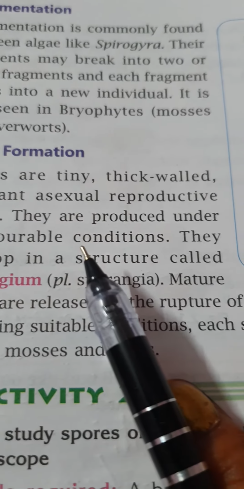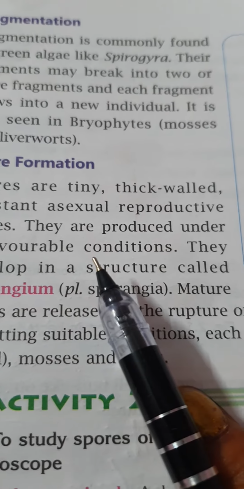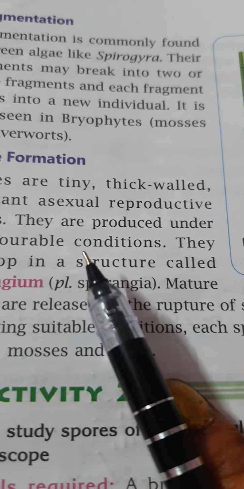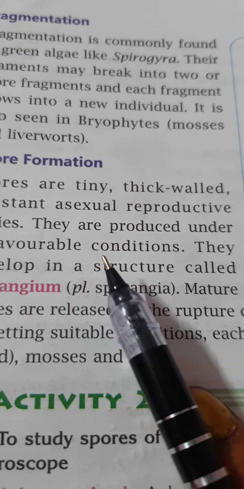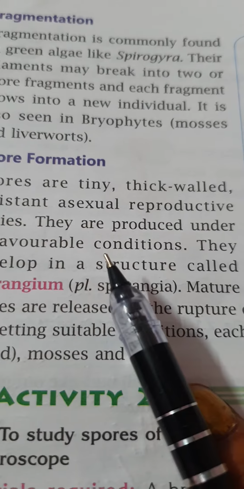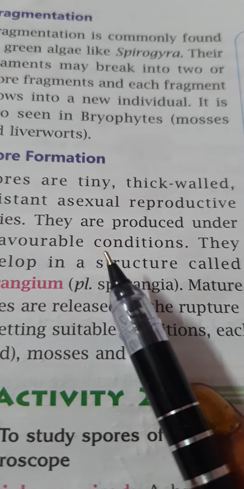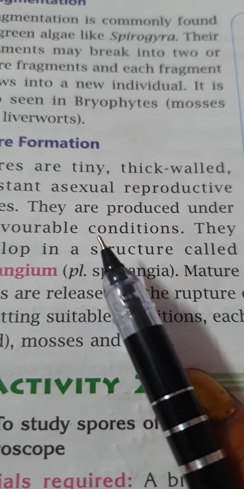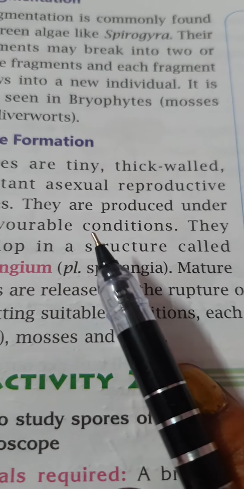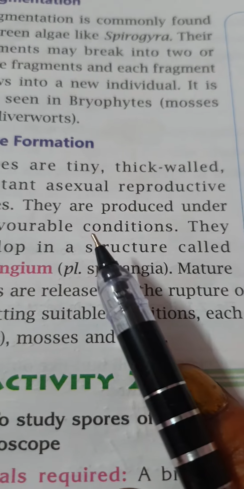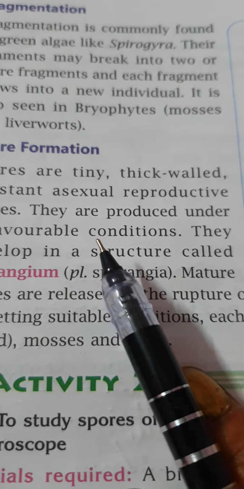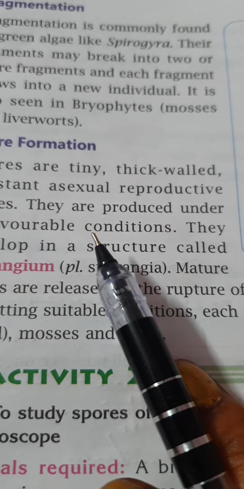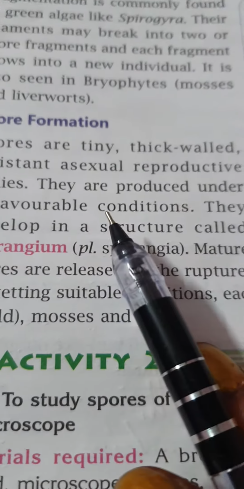A spore is an asexual reproductive body surrounded by a hard protective cover to withstand unfavorable conditions such as high temperature and low humidity. Under favorable conditions, the spores germinate and grow into new plants. Plants like moss and ferns use this mode of reproduction.